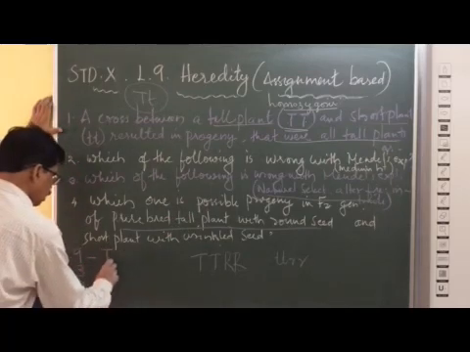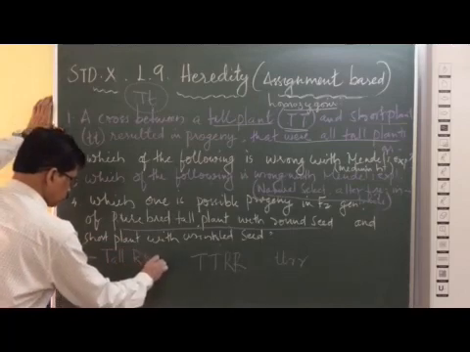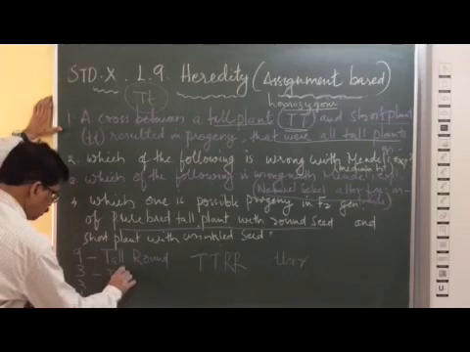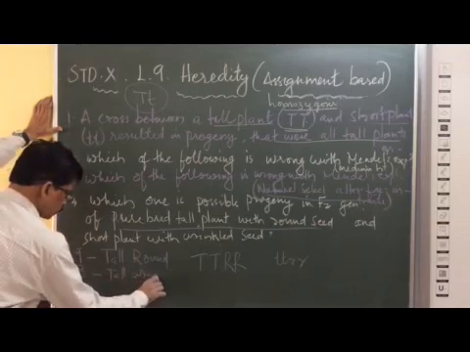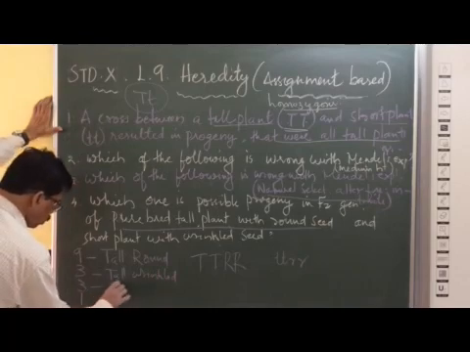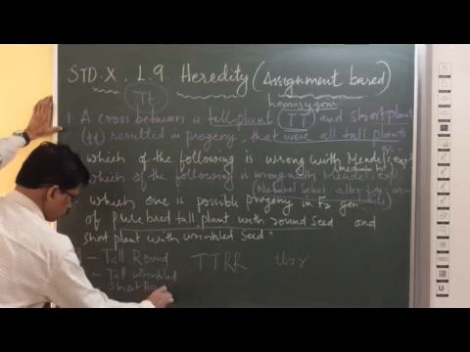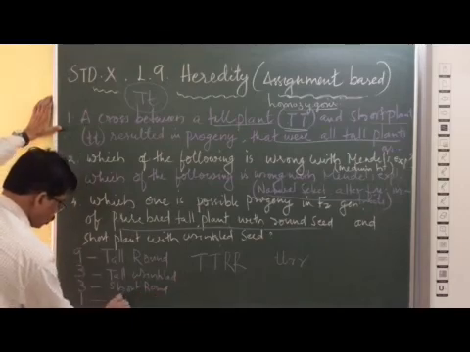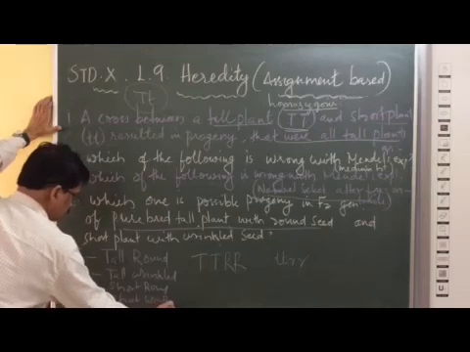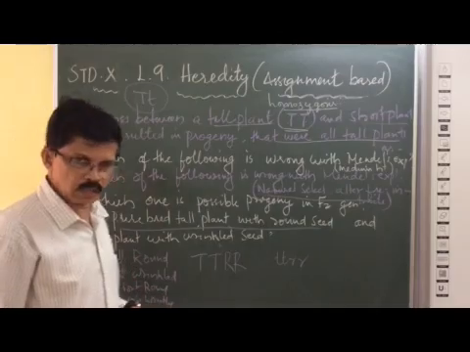Nine is the total of capital T, tall round. Then 3 will be tall wrinkled. Then another 3 will be short round. And the last one will be short wrinkled. So these are the answers for this question. These are the four possible progenies. That's all. Thank you.